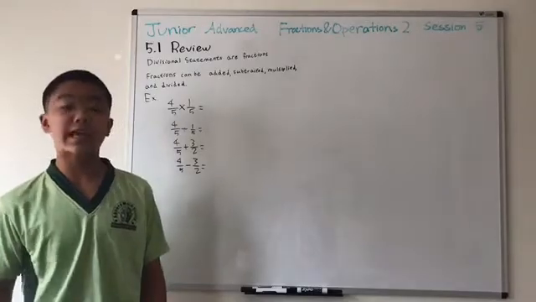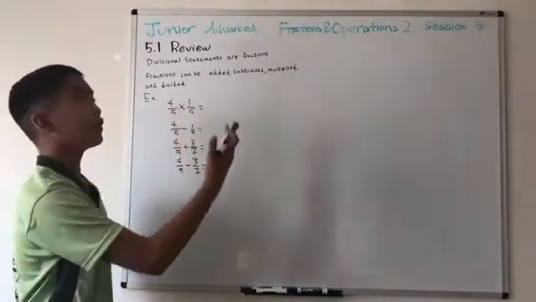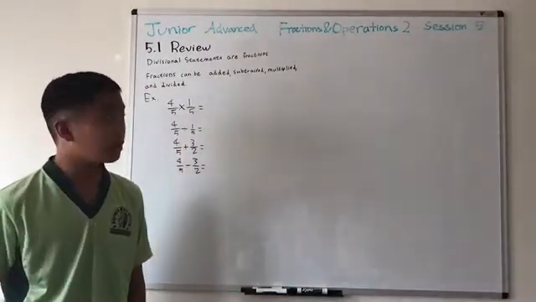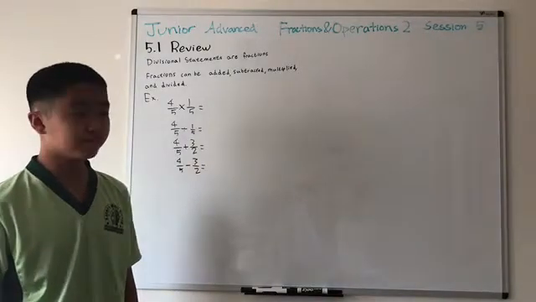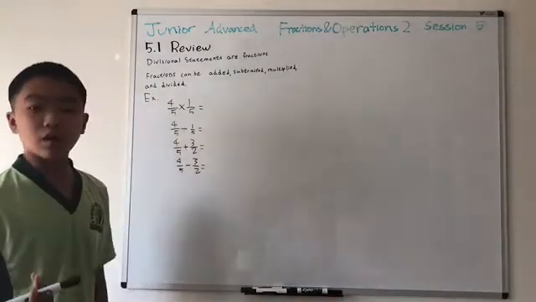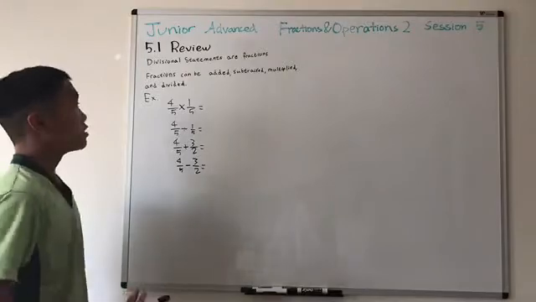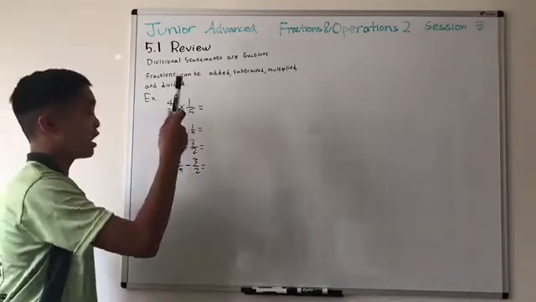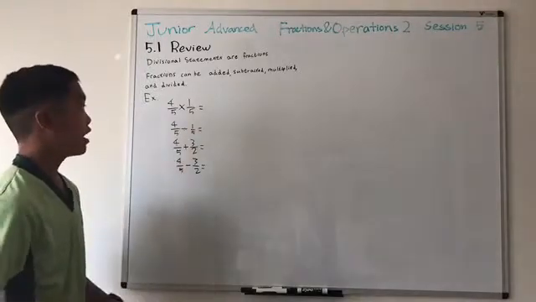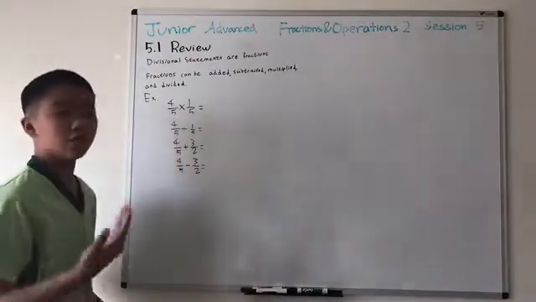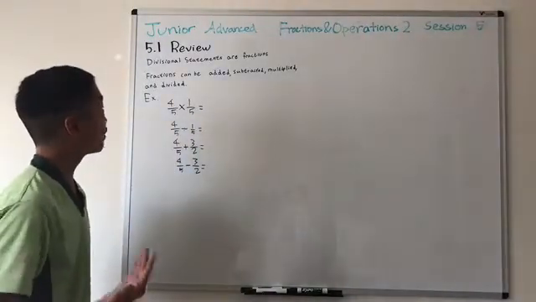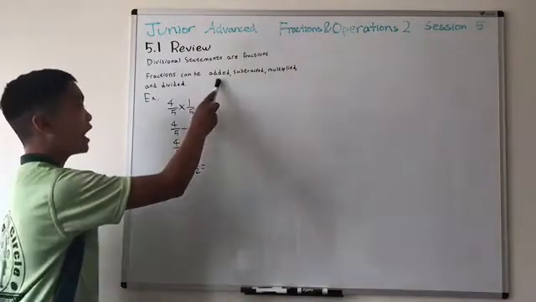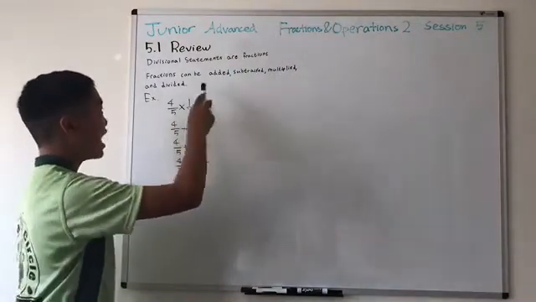My name is Jerry Yang, and today I'll be explaining Junior Advanced Fractions and Operations Part 2, Session 5. First we'll go on to 5.1, review. Last session we learned about divisional statements and how they're fractions, and how they can be expressed like this, 4 over 5. It means 4 divided by 5. And fractions can be added, subtracted, multiplied, and divided.